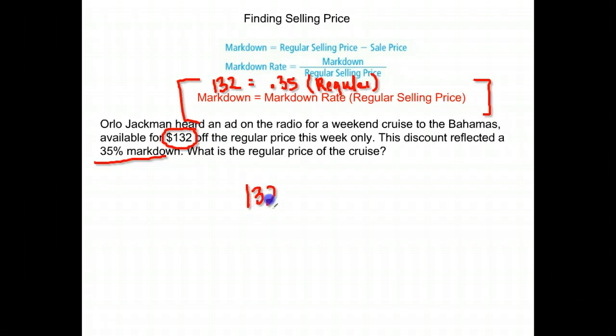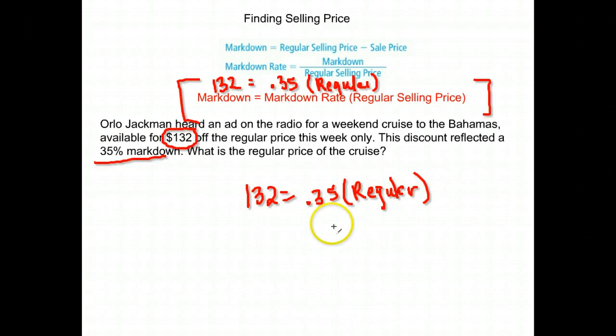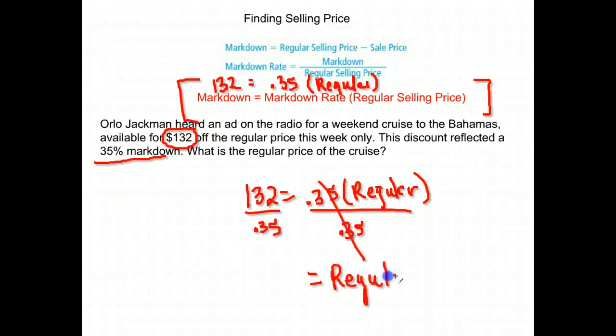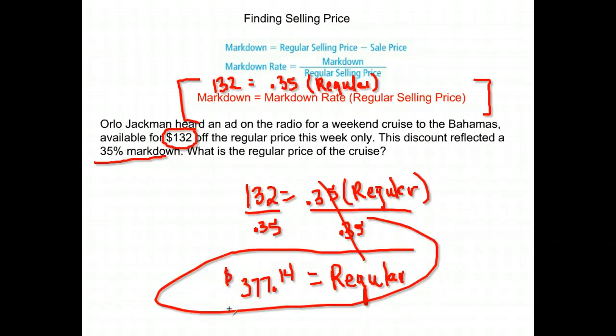But this is a little bit backwards because what we're looking for has stuff multiplied by it. So we're just going to take our equation here, solve for the original or regular price. It's multiplied by 0.35 right now, so if we do the opposite of multiplying by 0.35 and we divide by 0.35, we will get our answer. $132 divided by 0.35 is $377.14. That is probably the cheapest cruise I've ever heard of.